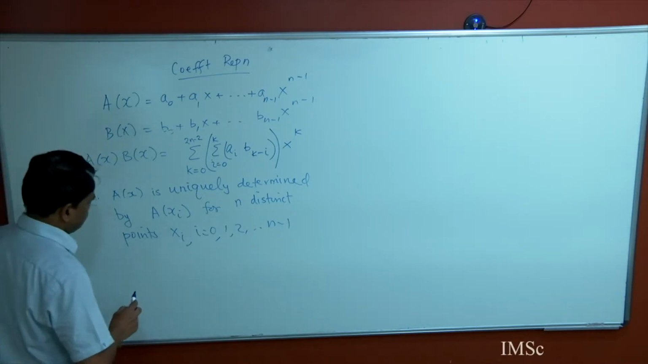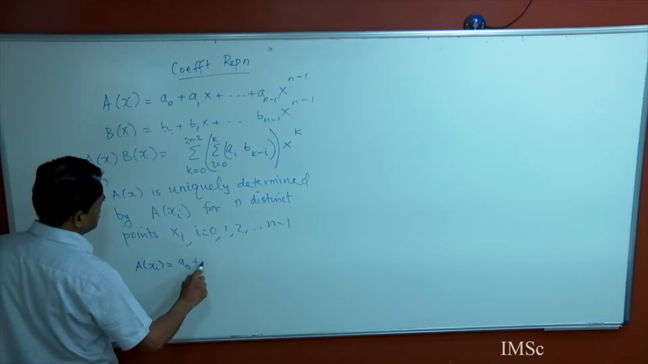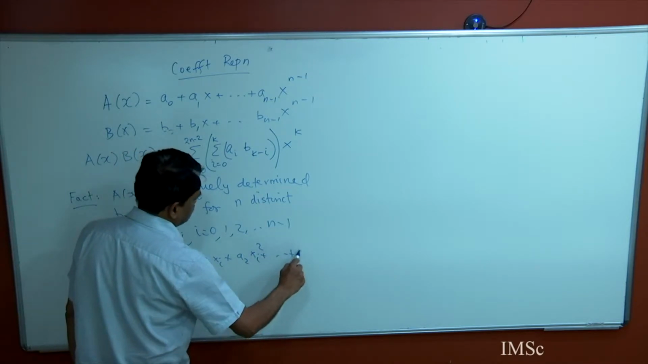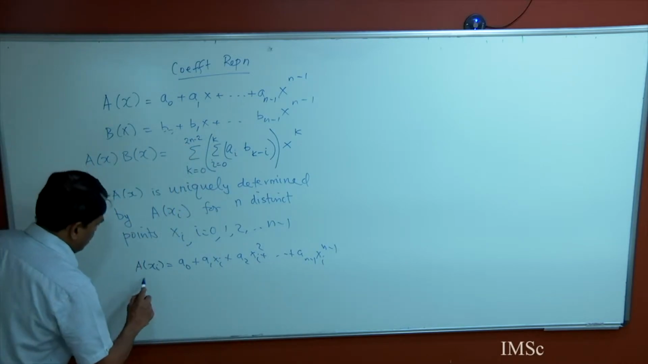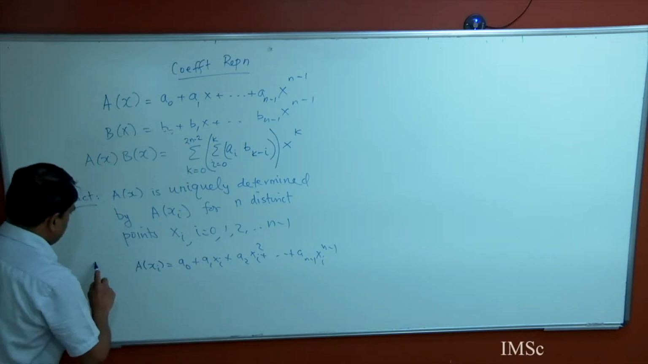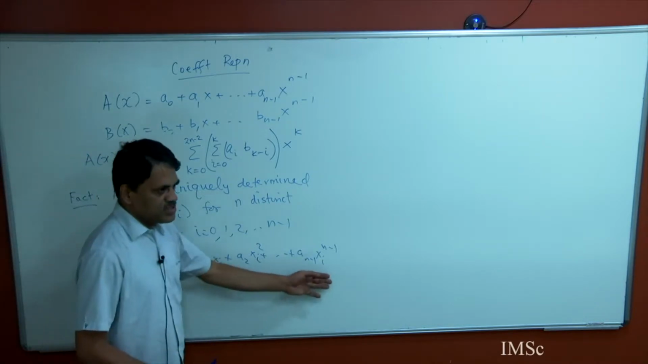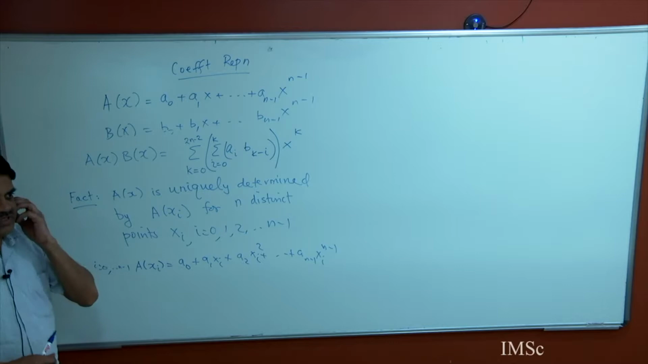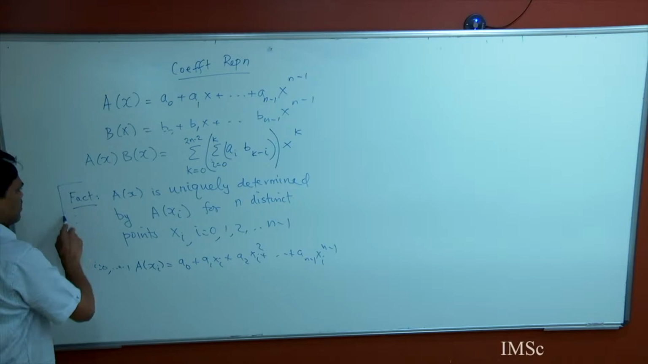So, A(xi), what is A(xi)? It's a0 plus a1 xi plus a2 xi square plus and so on. So, if I write this for A(xi), i equal to 0 to n minus 1, and I know these values, I have n equations in n unknowns. The unknowns are a0, a1, a2, up to a(n minus 1). Solve those equations and I get the coefficients, right. So, that's a proof of this statement.